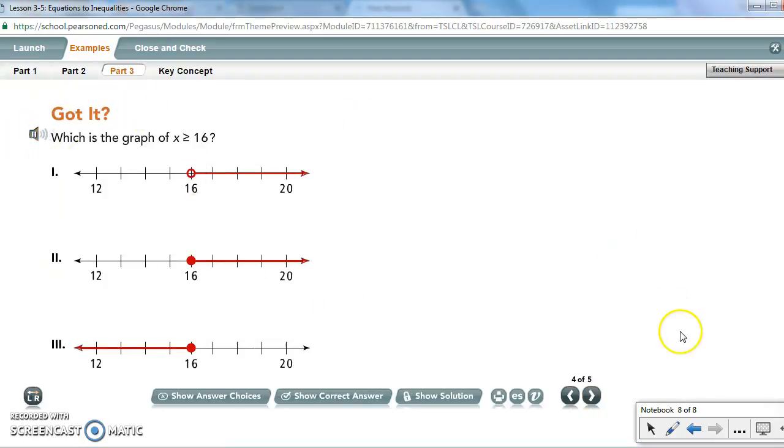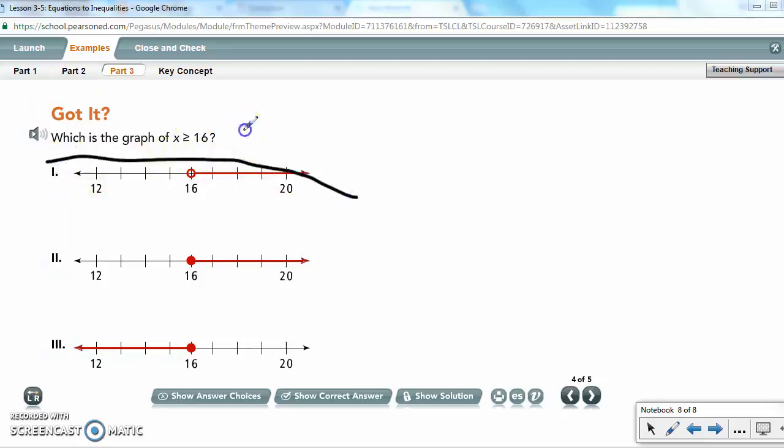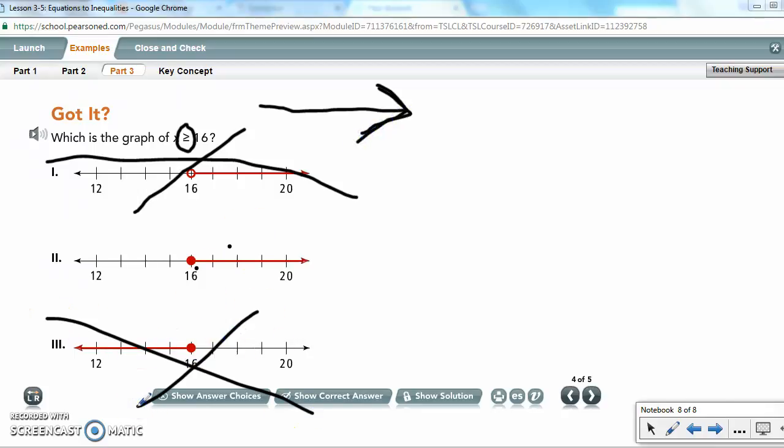Which is the graph of x greater than or equal to 16? For this one, remember what I said about that line underneath. That means that my circle is going to be shaded. So I know 1 is out of the picture. The second thing I always do is look at this little arrow, and if it's going this way, that means that my line will also go that way. So here I have a circle that's closed and my arrow is going this way, just like what I drew. Here it's going the other way. So my answer must be 2.